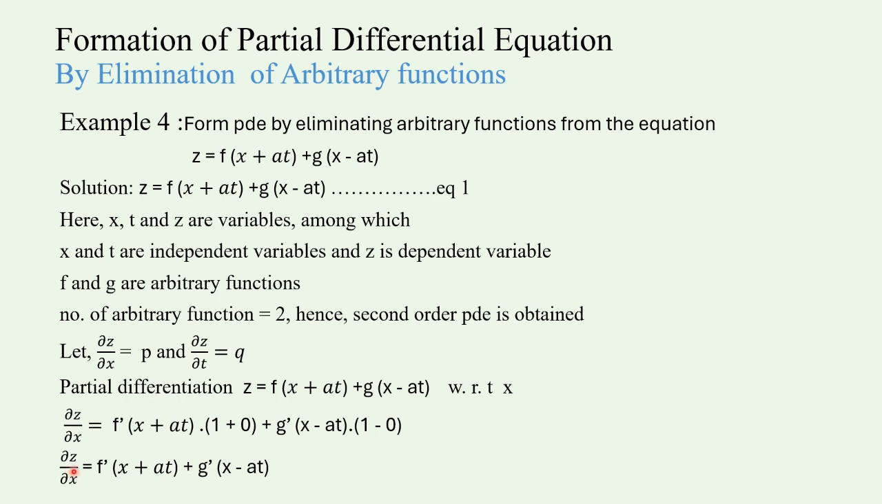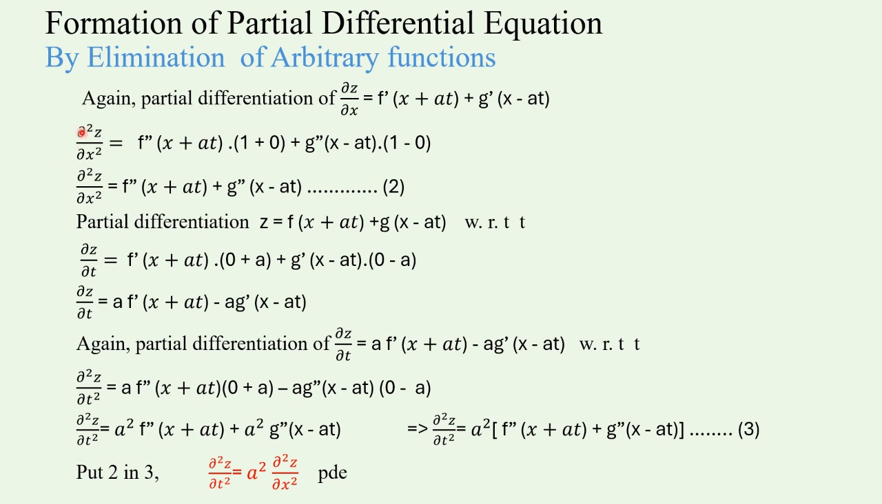So this again we have to differentiate with respect to x. So we get dou square z by dou x square equal to, this f will become f double dash, and this term we have to write as such.